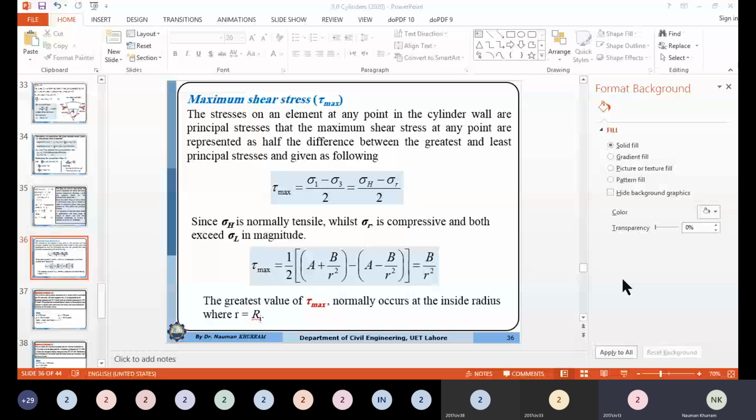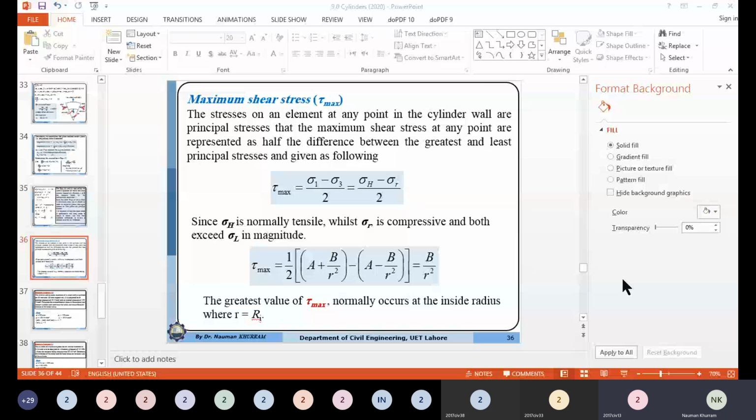So, is my voice audible? Yes, audible. Okay. So what is the advantage of a spherical cylinder? Okay, what are the types of stresses induced in any cylinder? Radial and hoop stresses. And what about longitudinal?